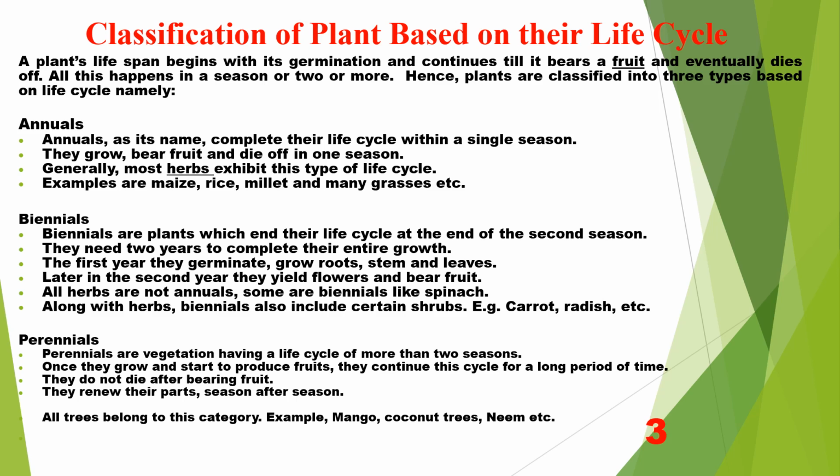Examples of plants that show annual life cycle: we have maize, we have rice, we have millets, and many grasses are examples. So generally all cereals, when we say cereals, we often refer to as hatsi. So all of them undergo annual life cycle.